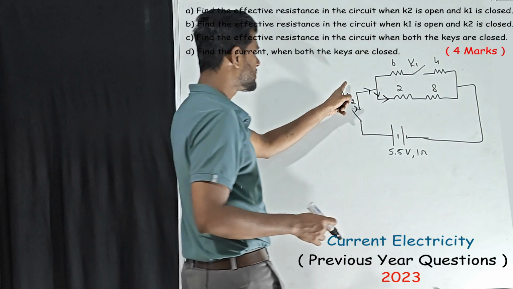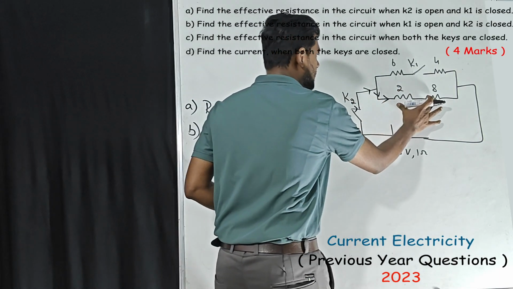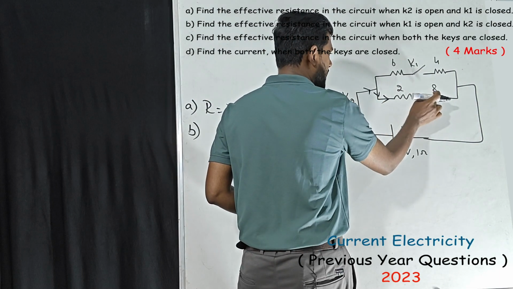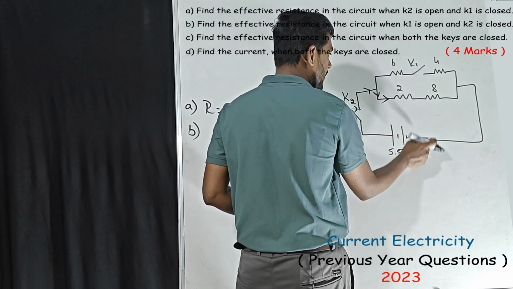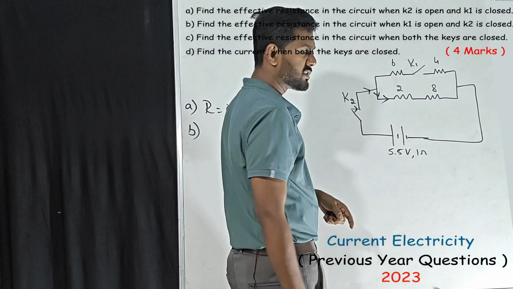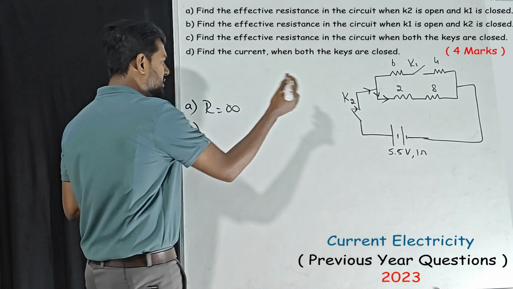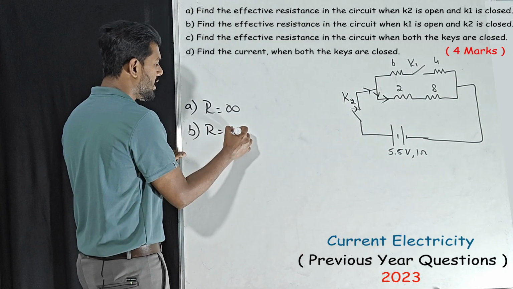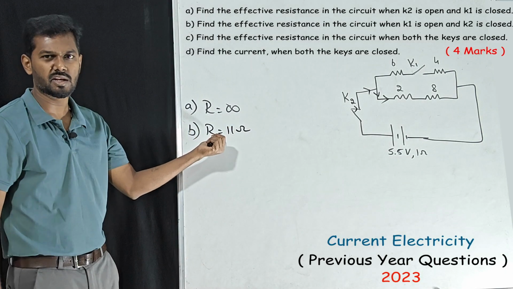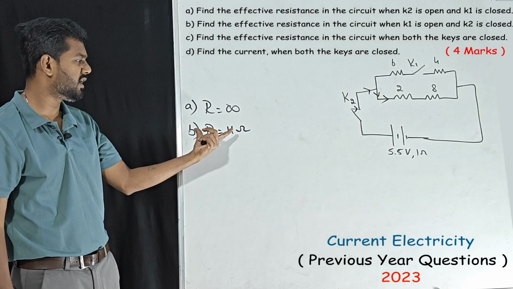Now anyhow the current is going in this way. See, these two are in series, 2 plus 8 10, 10 plus 1, finally you add this internal resistance. Okay, 2 plus 8 10, 10 plus 1 11. So what is the resistance? That is 11 ohm.